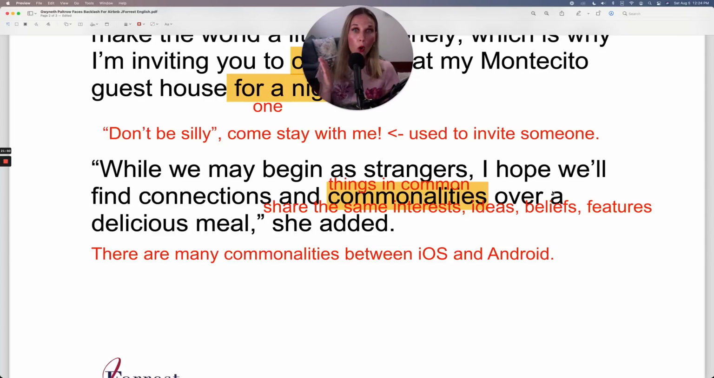When you do something over and then another activity, it means during. So the duration of. Over a delicious meal, it's the duration of that delicious meal. While we're having a delicious meal, we'll talk. And as we're talking, I might say, oh yeah, I really love yoga. And then Gwyneth Paltrow, oh my God, I love yoga too. Well, we just found a commonality. So over, during, while, it's the same meaning. In the course of. Over a delicious meal, she added.